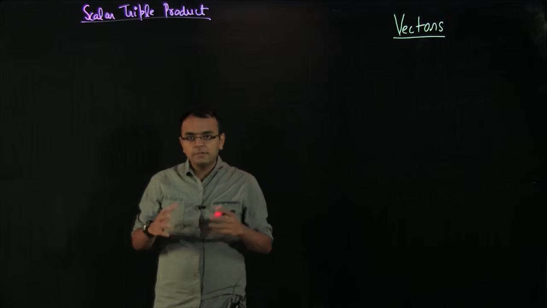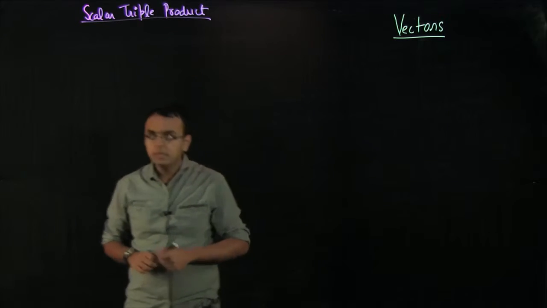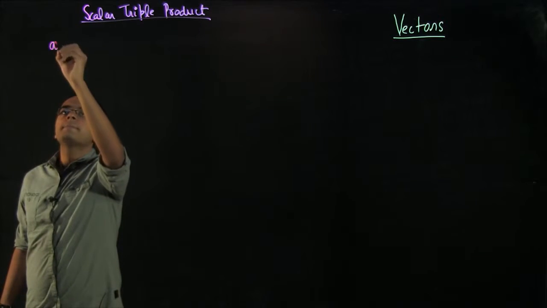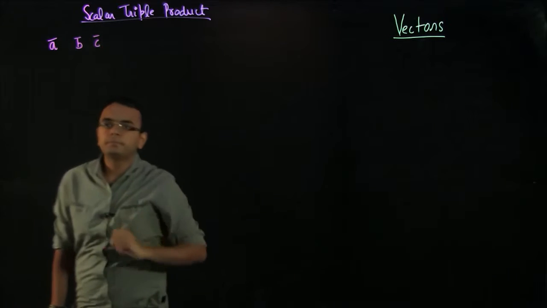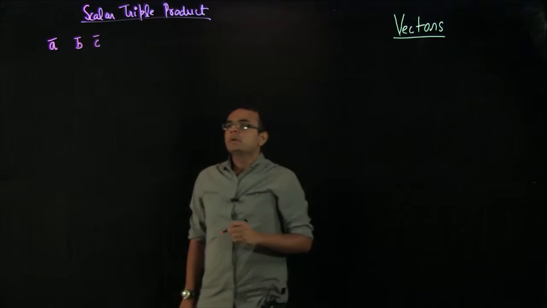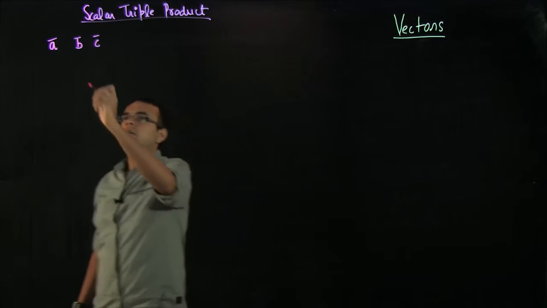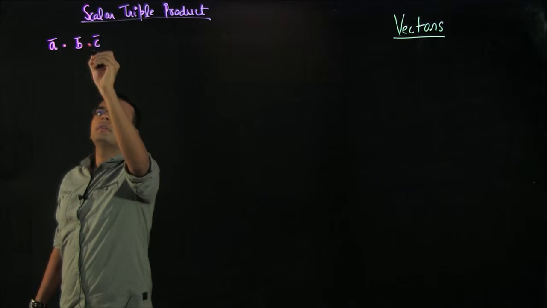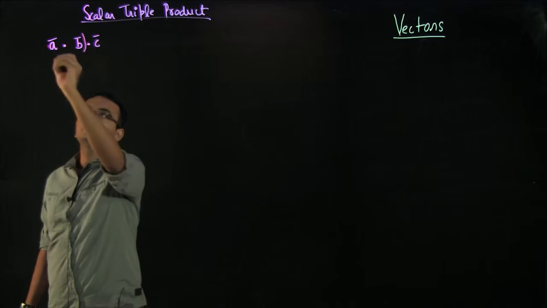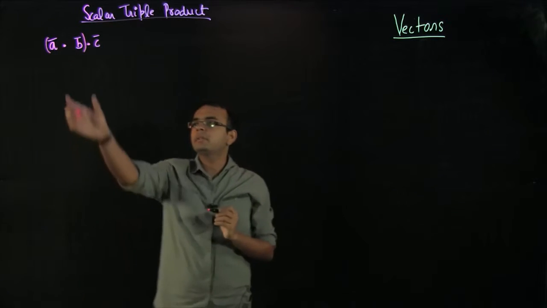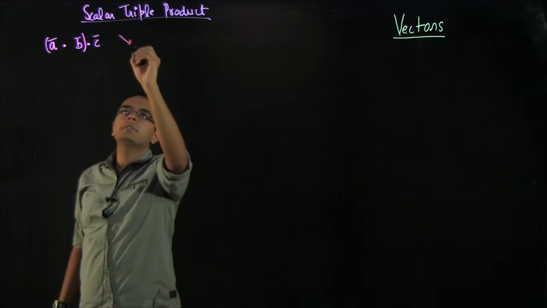Okay, so let us first discuss how we can get a scalar quantity out of three vectors. So let us say we have vector A, and we have vector B, and we have vector C. Now how can I get a scalar quantity out of this? Can I do A dot B dot C? So this would mean that, and let me put brackets here. If I do this, then A dot B is a scalar quantity, then I cannot dot it with C. Okay, so this is not possible.